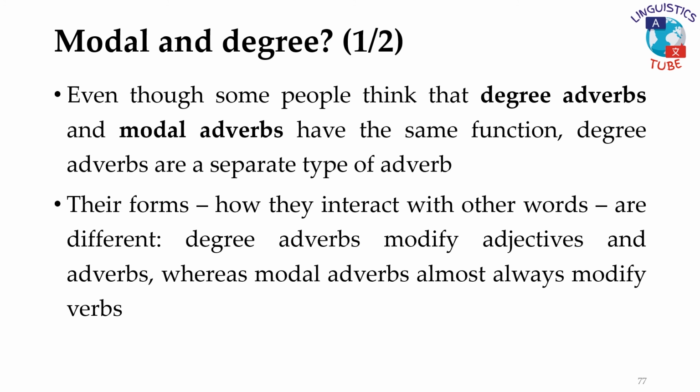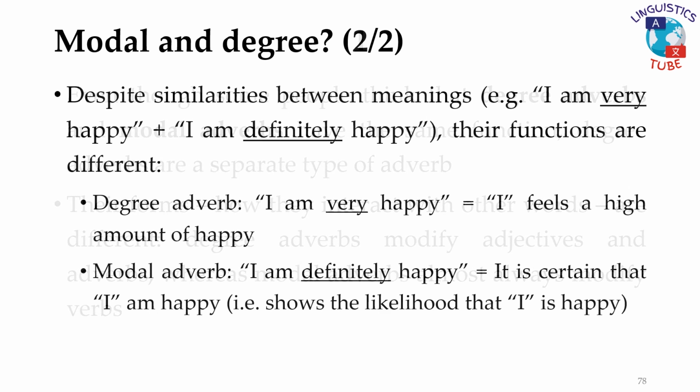Their forms are different. By this, I don't mean the words themselves, but how they interact with other words is different. Specifically, degree adverbs modify adjectives and adverbs, whereas modal adverbs almost always modify verbs. Also, while I can see similarities between the meanings of some degree and modal adverbs, such as "I am very happy" and "I am definitely happy," their functions are different. The degree adverb in this sentence, "I am very happy," explains that I feel a high amount of happy. But the modal adverb in the sentence, "I am definitely happy," shows the likelihood that I am happy, which in this case means it is certain that I am happy.